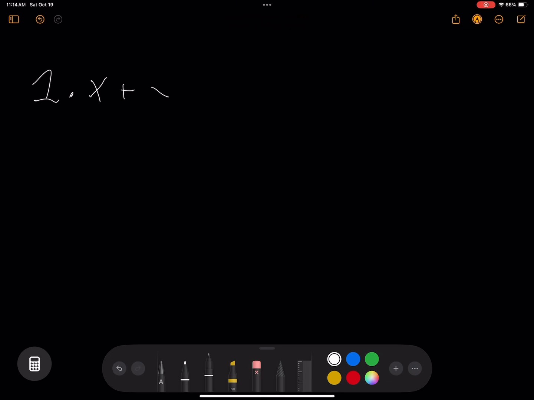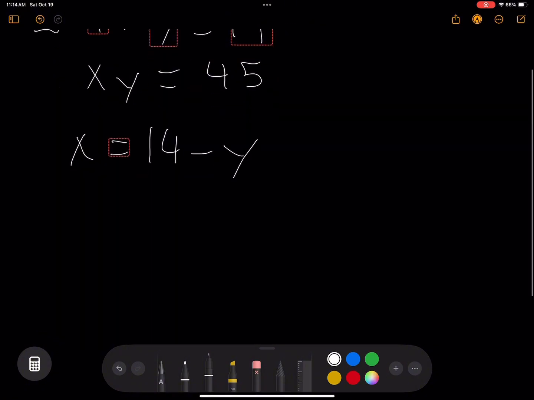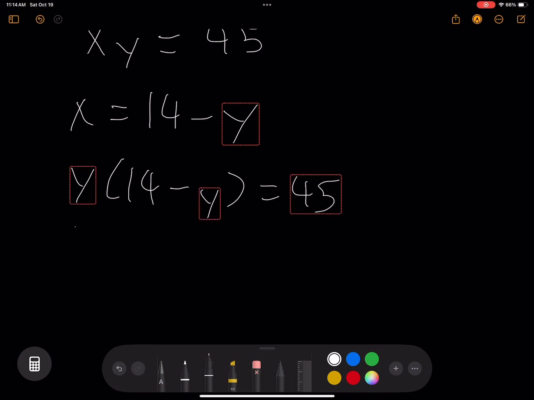X plus y is equal to 14 and xy is equal to 45. So now we're going to rearrange x plus y is equal to 14 to x is equal to 14 minus y. Now we're going to substitute that into equation 2. So y times x, which is equal to 14 minus y, is equal to 45. Now we're going to multiply y by 14 minus y. So 14y minus y squared is equal to 45.